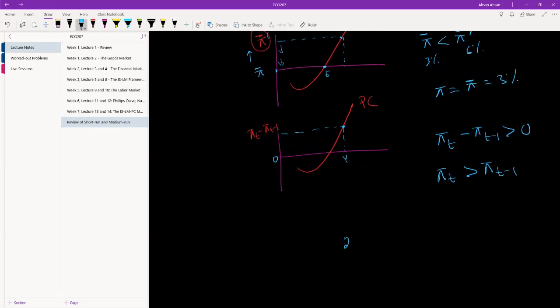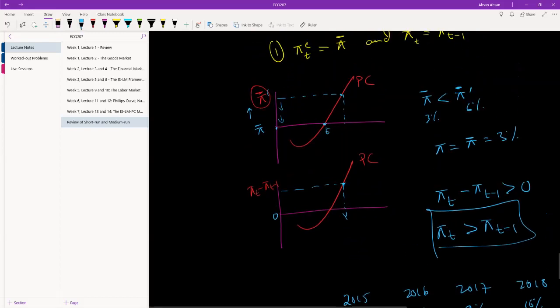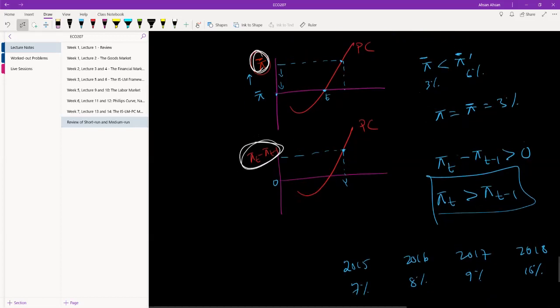So let me write down a few years: 2015, 2016, 2017, 2018. What's happening is inflation is increasing every year. So suppose we start off with 7%, then it goes up to 8%, then it goes up to 9%, and so on. Because of this, inflation continues to increase every single year. The change in inflation is positive. That's the main difference between this and this, that the change in inflation is increasing.